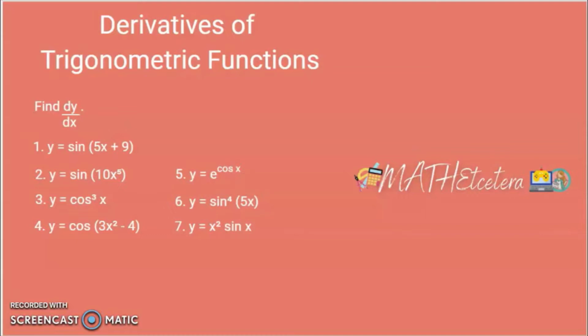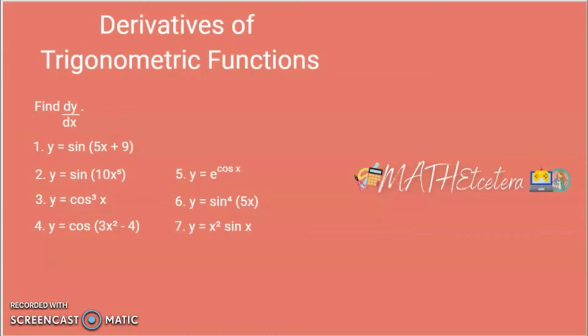Number 1, y is equal to sine 5x plus 9. Number 2, y is equal to sine 10x raised to 5. Number 3, y is equal to cosine cube x. Number 4, y is equal to cosine 3x squared minus 4.